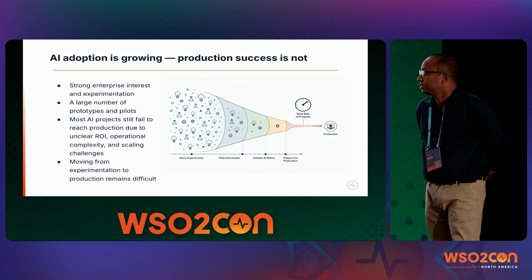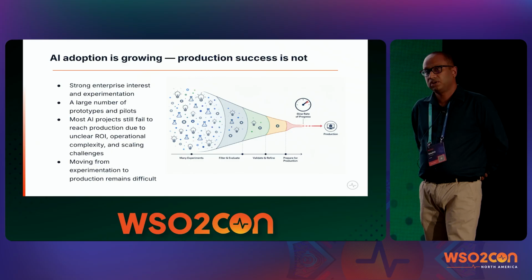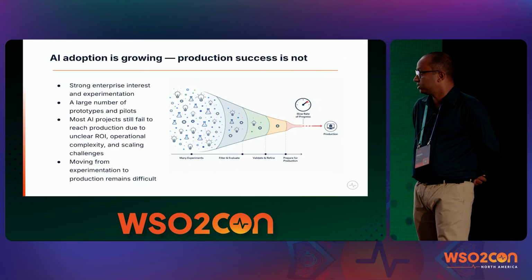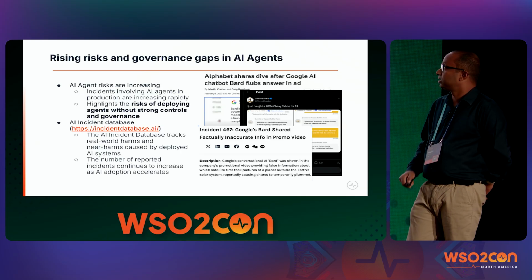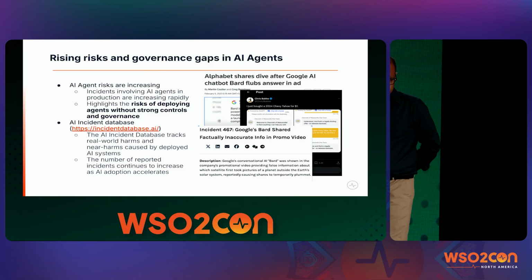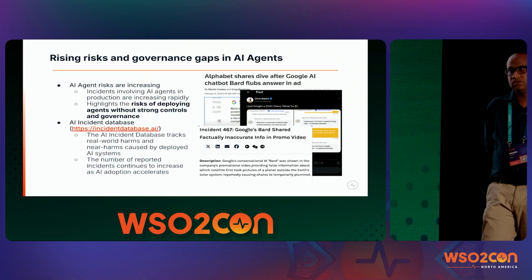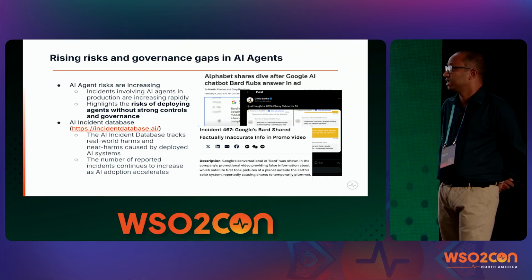Although this rate is quite low, it is slowly increasing. That's what the stats are saying, right? And the second observation is that the number of AI incidents is also rising, right?